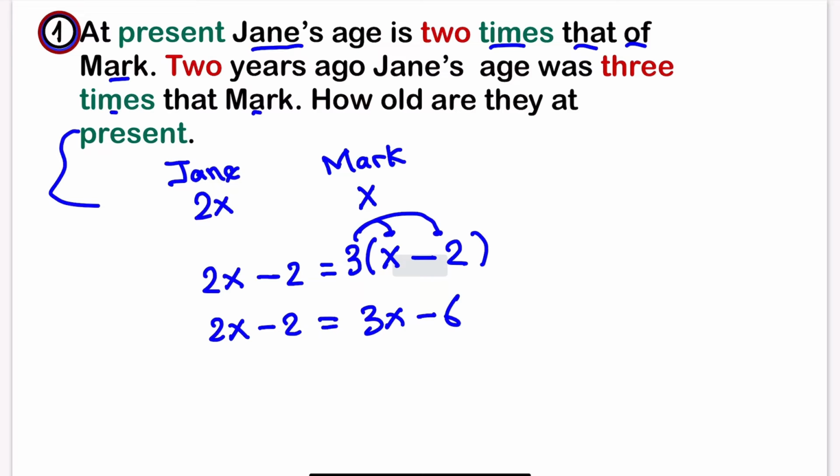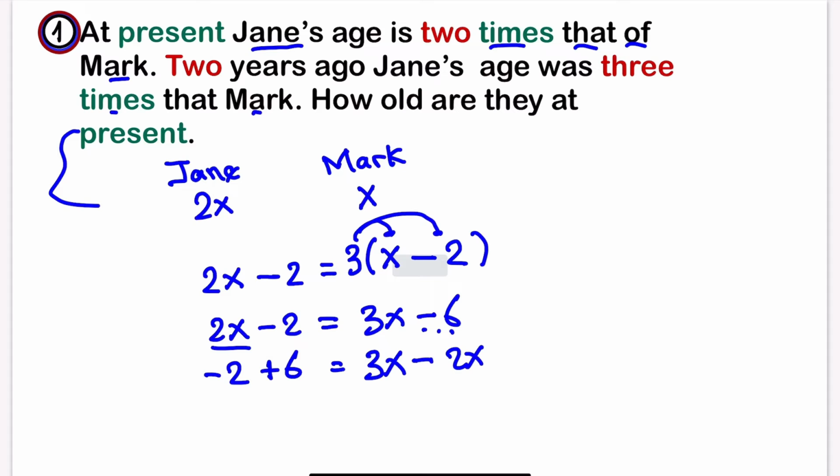Next, we need to bring like terms together. Here we have 3x. Here is 2x, which is plus. When it crosses, it becomes -2x. And we have -2. This -6, when it crosses the equal sign, becomes +6.